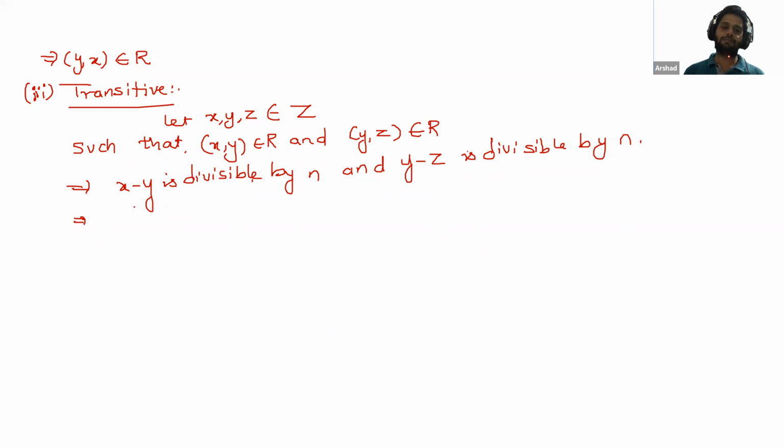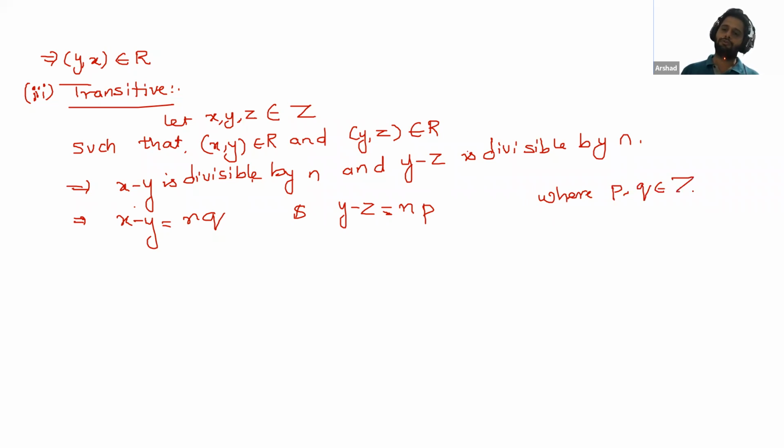Now in the previous case, we have written this like this: x minus y is equal to nq. Similarly, this also can be written like this: y minus z is equal to n into, because we are saying that this is divisible by n. That's why we can write n into, you can take any other variable, let's suppose p. Where p and q are integers. P and q belong to the integer set. Now, let this be 1. Let this be 2.